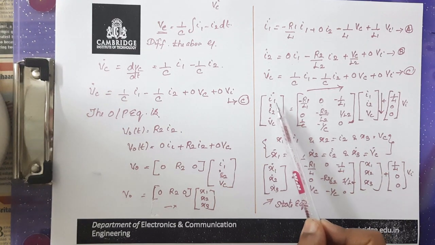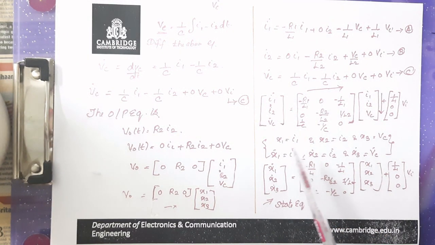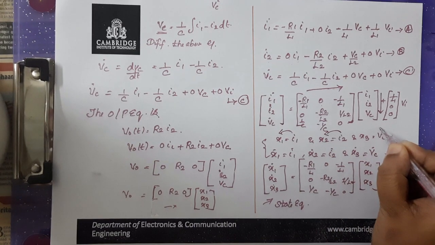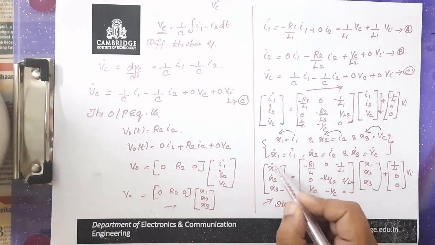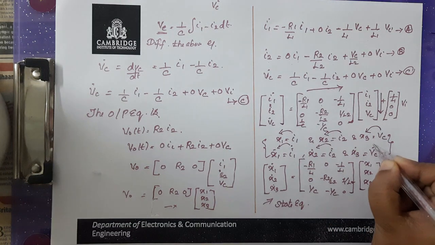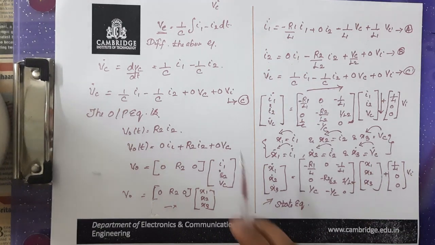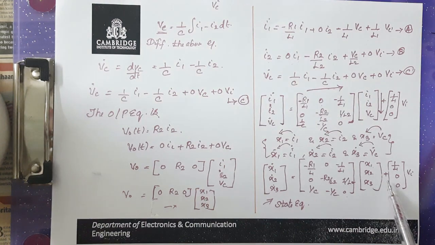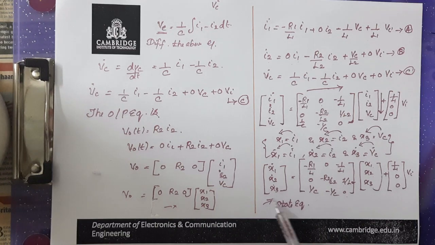Now, let us transform the state variable representation of I1, I2 and Vc in terms of x1. I1 is replaced by x1, I2 by x2 and Vc by x3, as well as I1 dot replaced by x1 dot, I2 dot by x2 dot and Vc dot by x3 dot. Once after transforming, we obtain the state equation as x1 dot, x2 dot and x3 dot equal to the matrix minus R1 by L1, 0, minus 1 by L1; 0, minus R2 by L2, 1 by L2; 1 by C, minus 1 by C, 0, times x1, x2, x3, plus 1 by L1, 0, 0 into Vi. And this gives you the state equation.